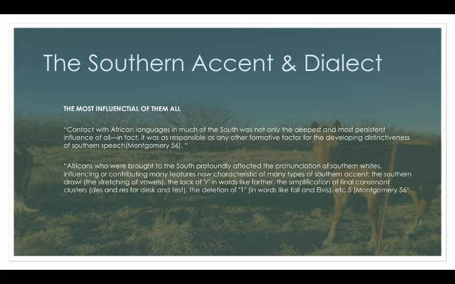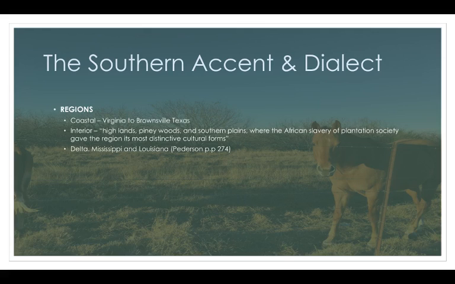The Southern drawl, the stretching of vowels, the lack of R in words like father, farther. Sorry, I was trying to do the lack of R. The simplification of the final consonant clusters, and the deletion of L. So these are just a couple of regions, so you have the coastal, you have the interior, and you have the delta.